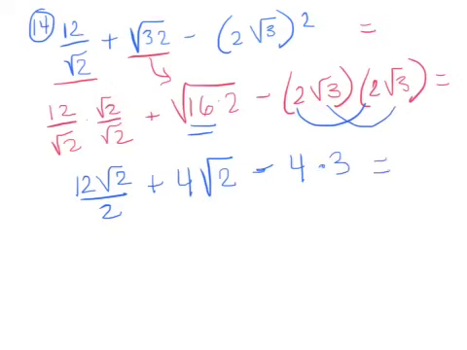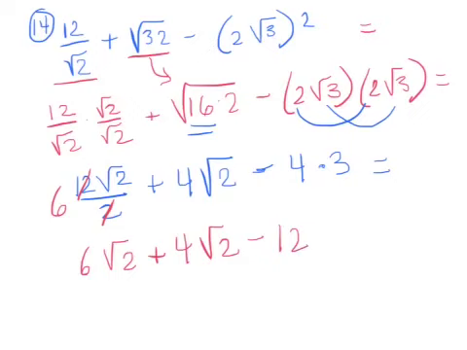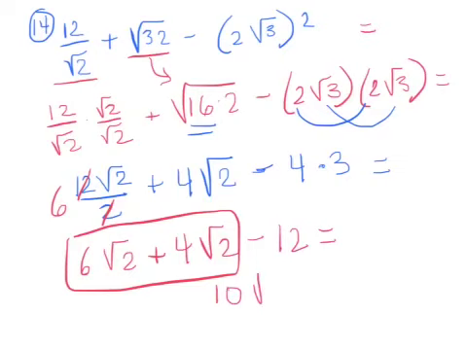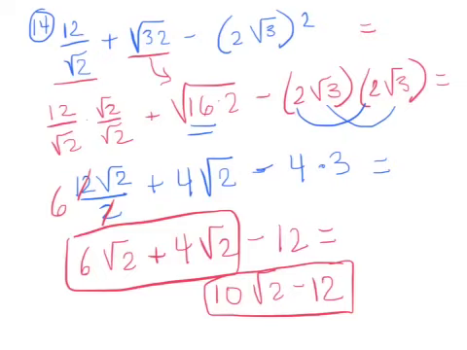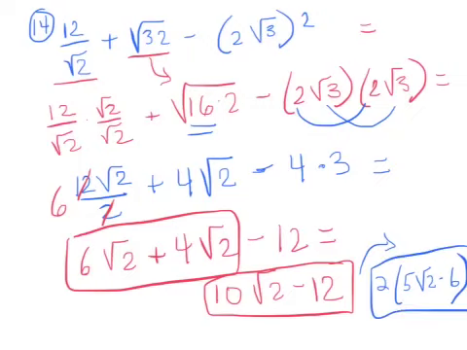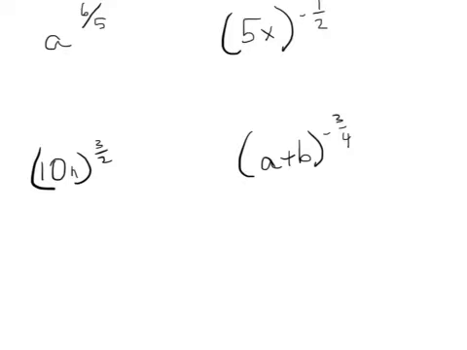So let's simplify a little more. 12 over 2 is 6, so I'm going to get 6 radical 2 plus 4 radical 2 minus 4 times 3, which is 12. And then I'm just going to combine these. I'm going to get 10 radical 2 minus 12. And there is our simplified answer. If you wanted to factor out a 2, you can do that, and then your answer would be 2 times 5 radical 2 minus 6. Either answer is correct.